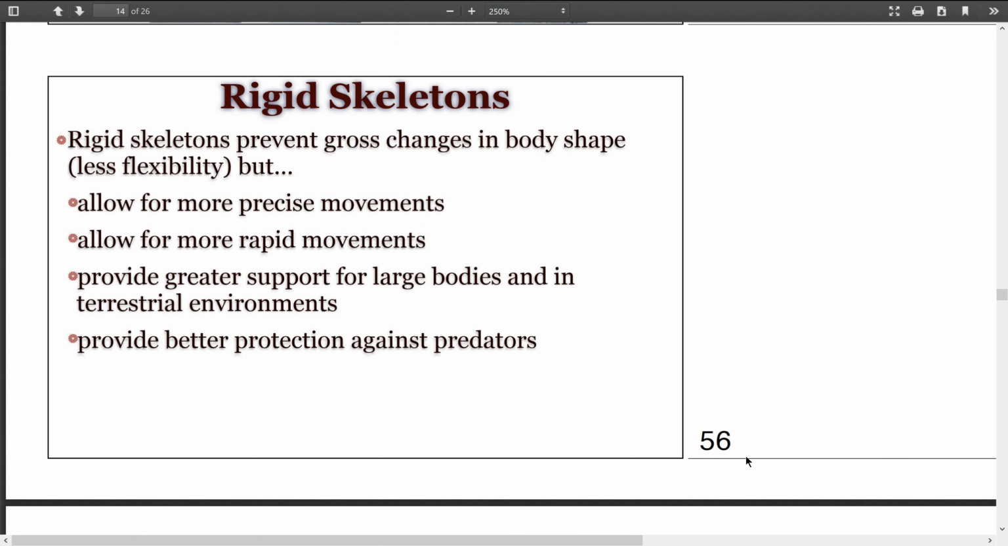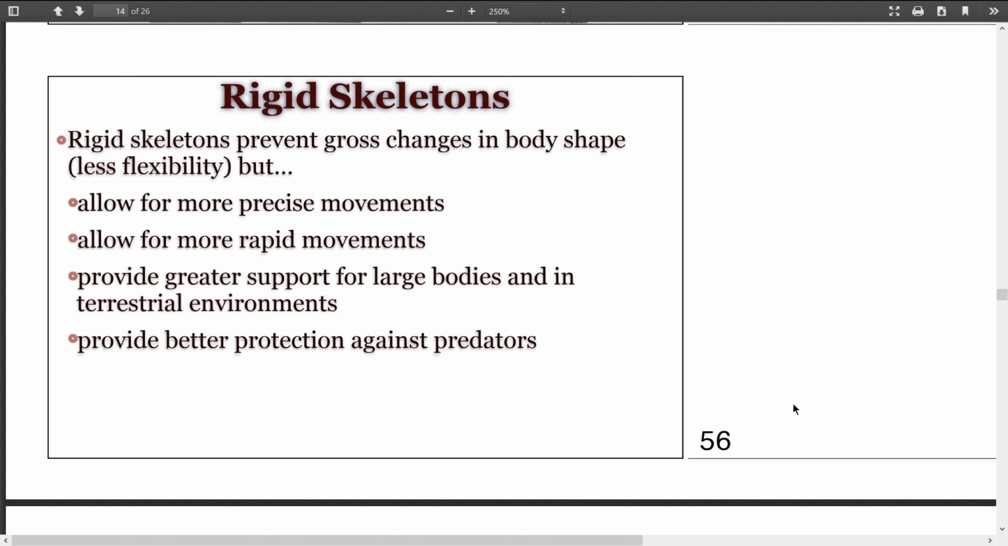Okay. In contrast to hydrostatic skeletons, rigid skeletons are rigid, so they generally prevent gross changes in body shape. They retain the shape of the body more precisely than a hydrostatic skeleton, where you can become short and fat or long and skinny relatively easily. So that means that with rigid skeletons, the organism generally has less flexibility in terms of the kind of shape it can take on. But it does have its advantages. It often allows for more precise movements because you're restrained in the kind of movements you can make, but you can control those movements much more precisely.